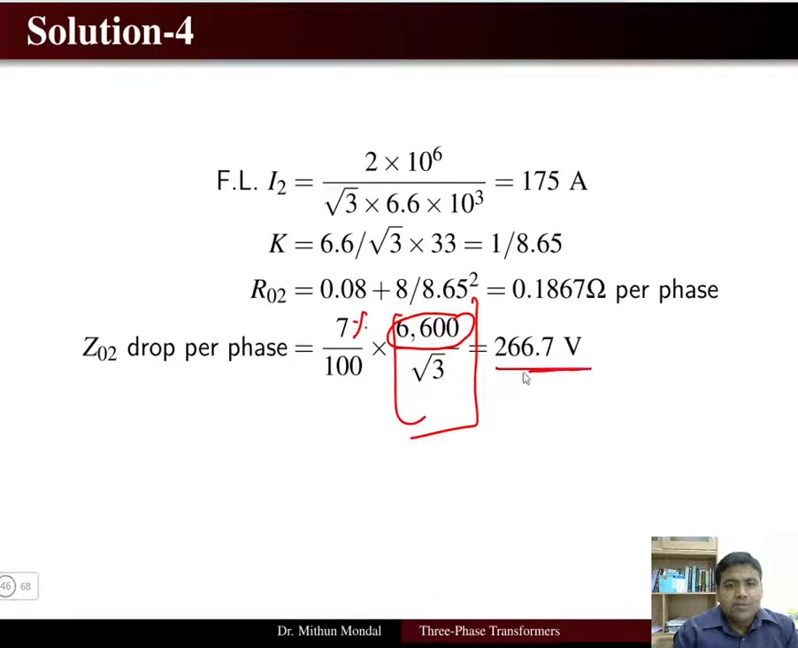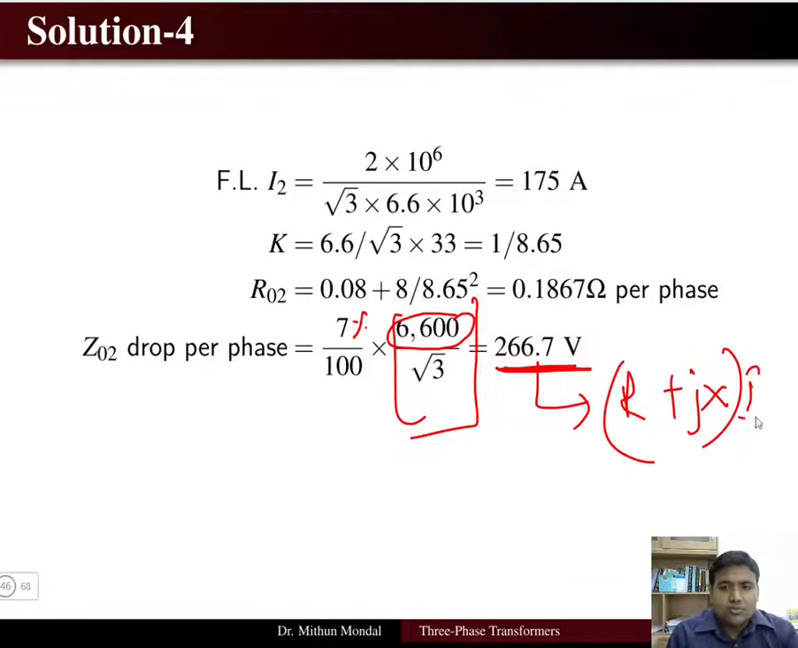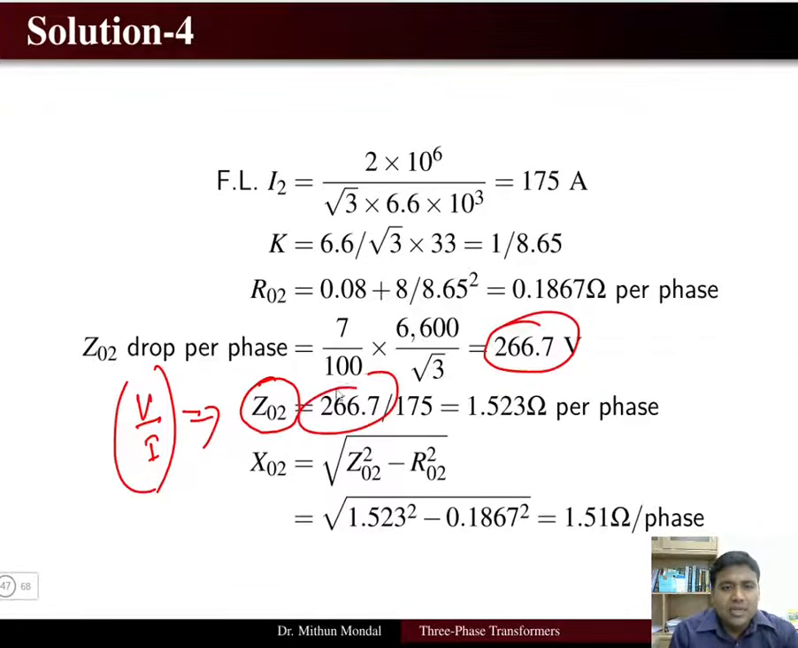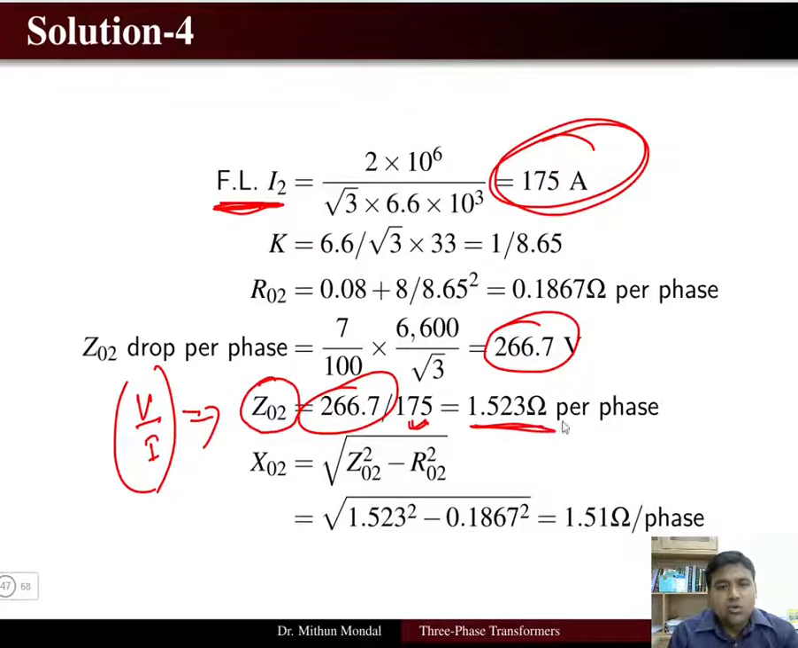So the total impedance drop is 266.7 volt. This drop corresponds to the resistance plus the reactance, multiplied with the current. Now the impedance Z02 will be equal to the total voltage divided by the total current. So the voltage is basically 266.7, which is the voltage drop, divided by the current on the secondary side that we have calculated. Full load current on the secondary side is 175 ampere. So this gives 1.523 ohm per phase.